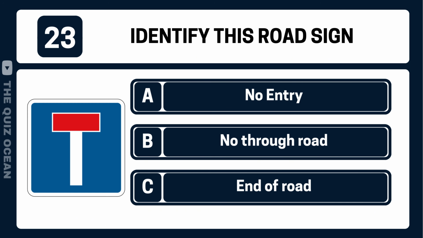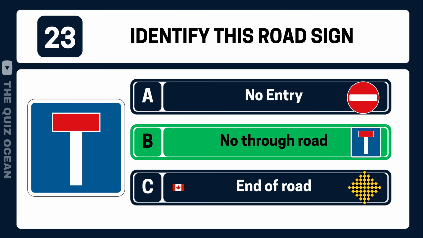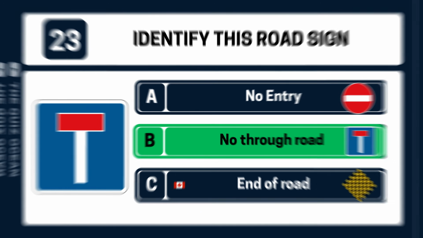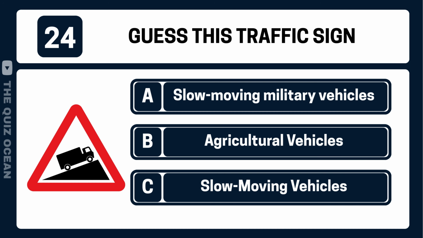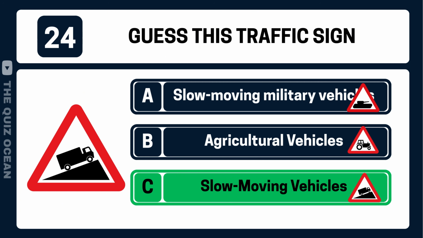Identify this road sign. Well spotted. This is the no through road sign. Guess this traffic sign. Excellent. This is the slow-moving vehicle's warning sign.